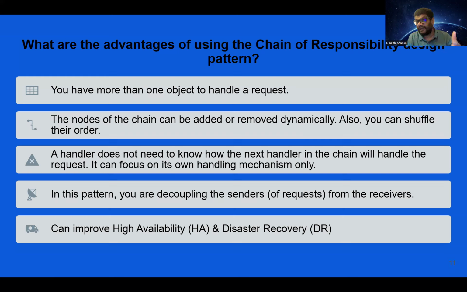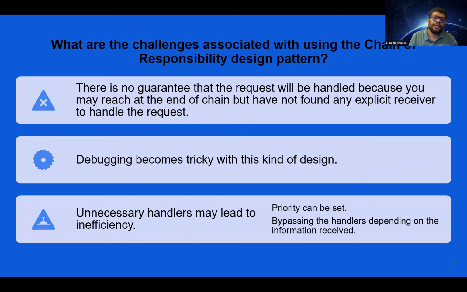That's high availability. High availability, normally we talk about for a given set of time. Disaster recovery: in case one handler crashed, or another handler is not spinning up, you can use another handler to take over that job. So it's not only working as normal. In the case of high availability, as well as in disaster recovery, we can use this chain of responsibility design pattern. Then what are the challenges?